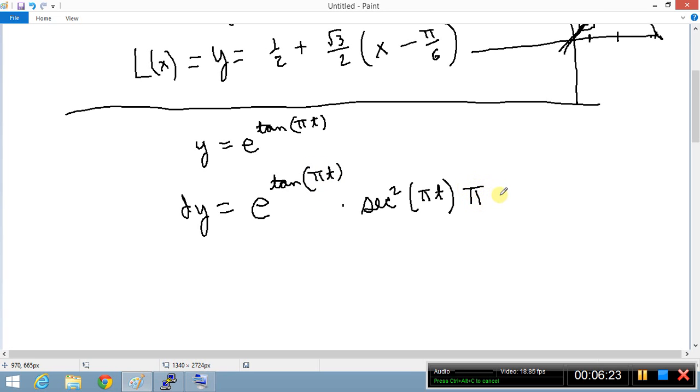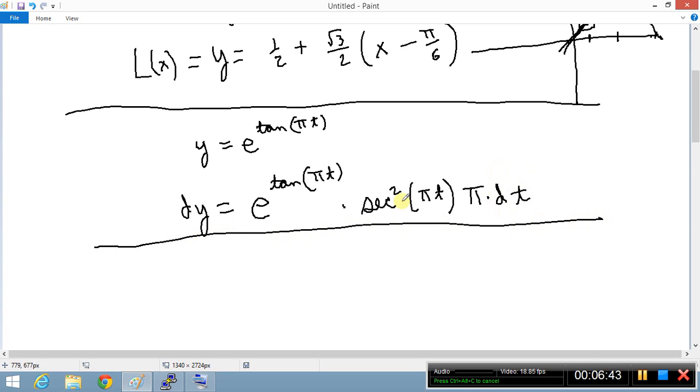And then at the end you stick on d, whatever the variable is that you were differentiating with respect to. At this point it was t. So you have dt. And now you've calculated the differential of y. It's this times pi times dt. And that's it. It's really all there is to it. Notice that if you divided both sides by dt, you would have the derivative of y with respect to t.